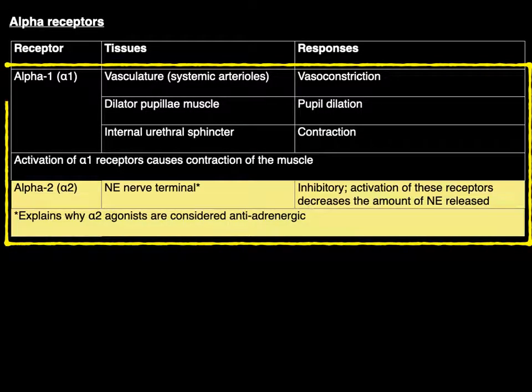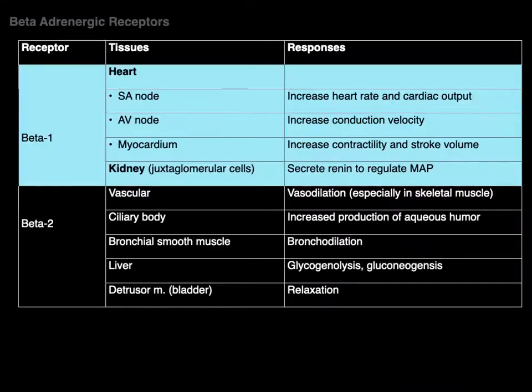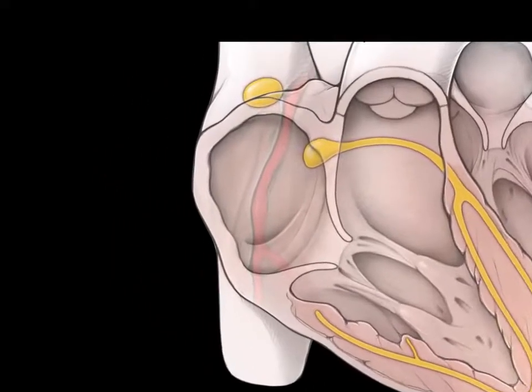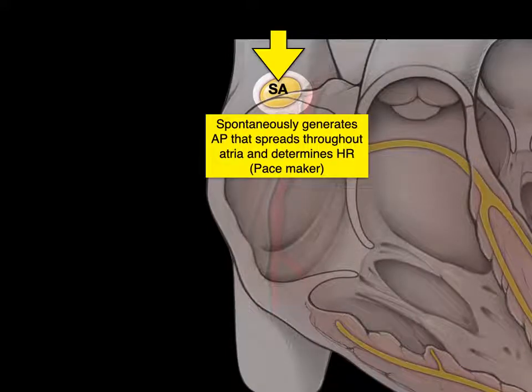Okay, so there are the alpha adrenergic receptors. Now let's talk about beta adrenergic receptors. And we'll start with the beta 1 receptors on the heart. Here is the heart, and on the heart we have this SA node, which is the pacemaker. It spontaneously generates an action potential that spreads throughout the atria, and it helps determine the heart rate.